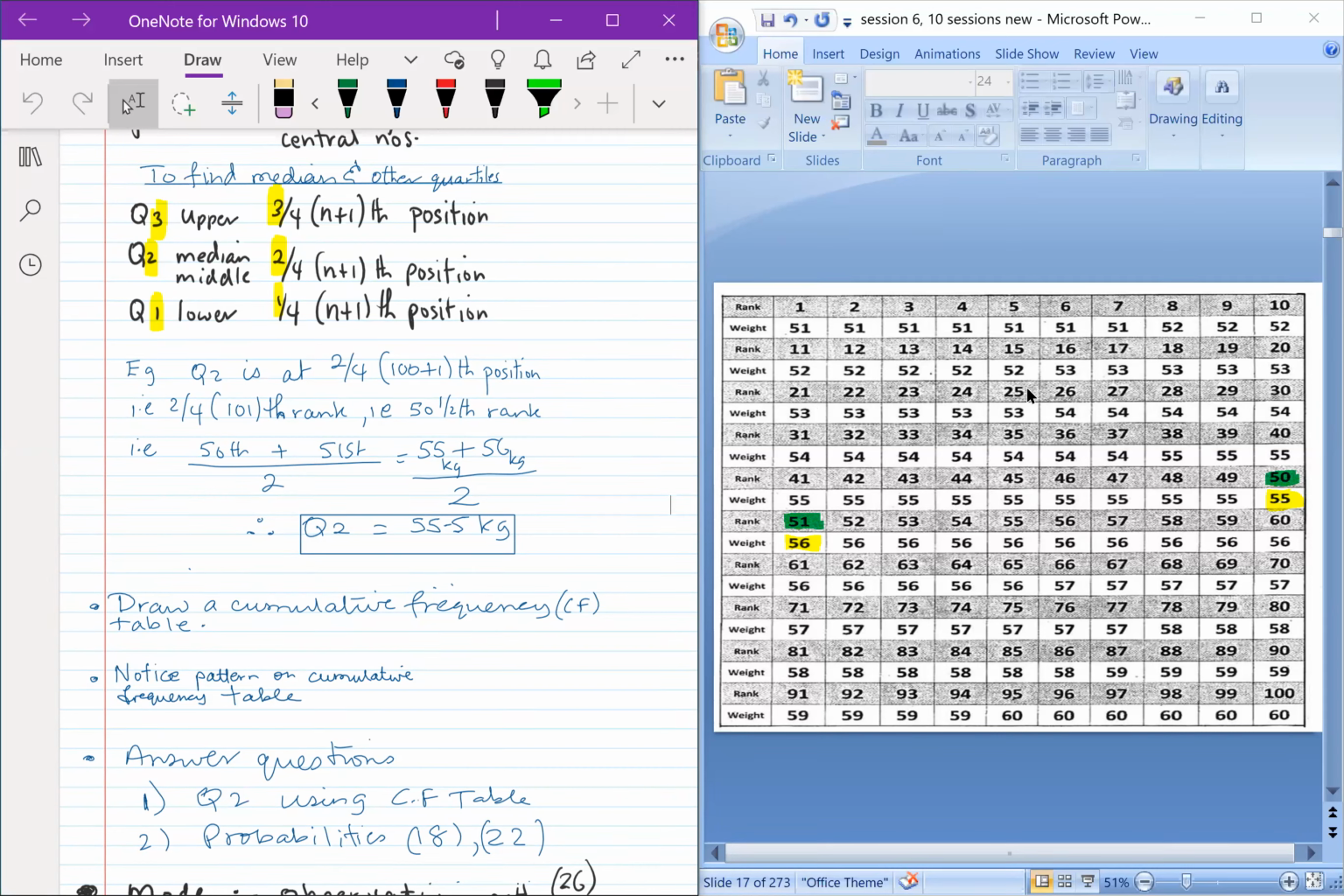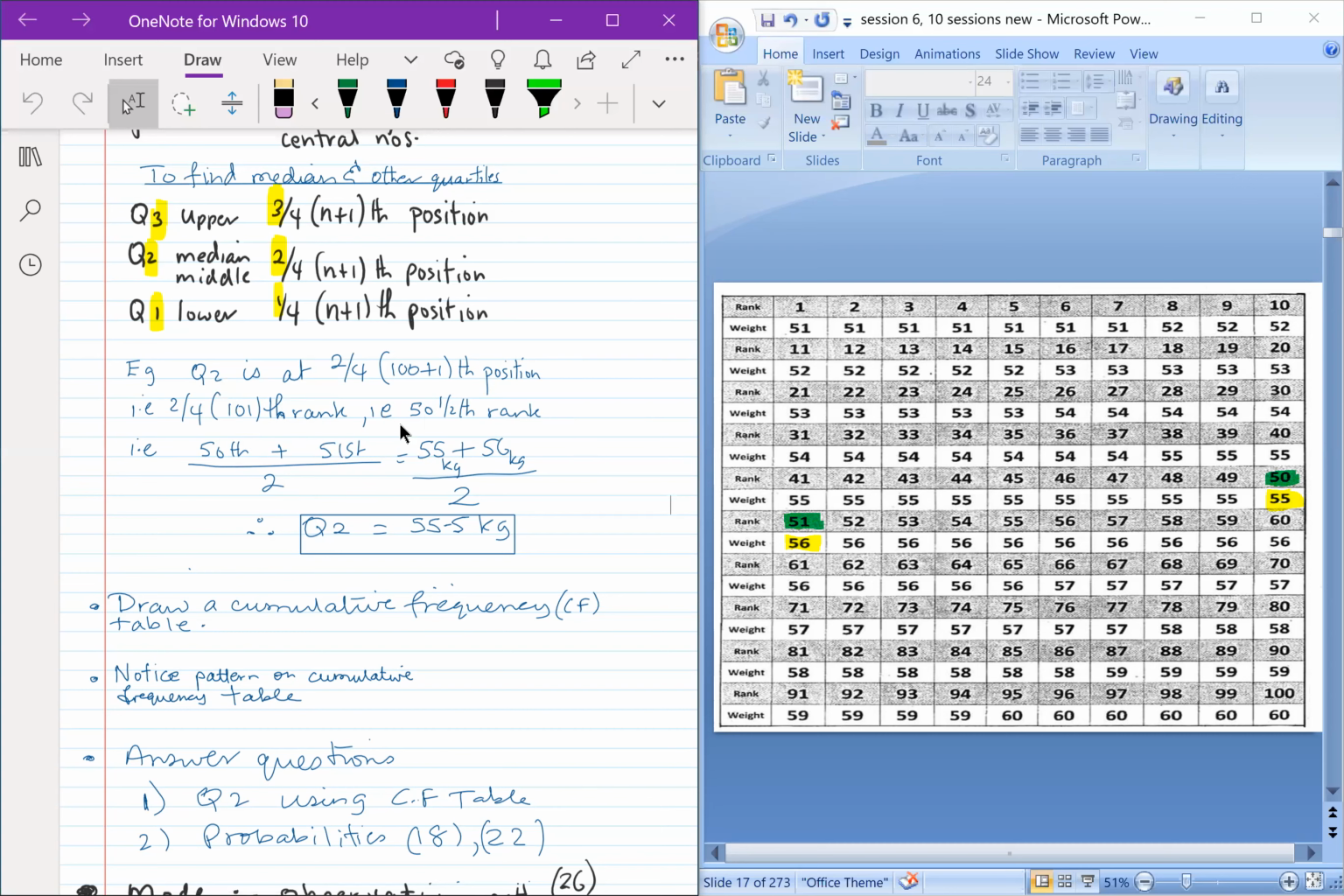So in that way, we could write down all of the weights and check their positions. But for this question, what they wanted was Q2, which is located halfway between the 50th and the 51st position. And we know that from our formula, which we calculated.